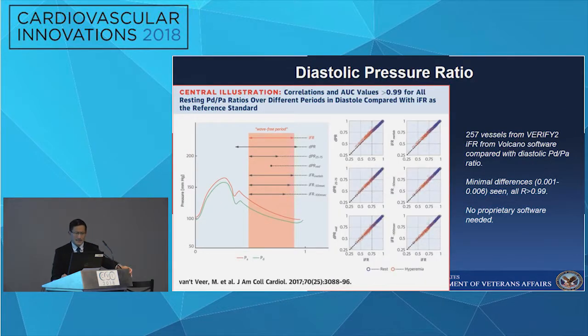So the latest thing that has been developed just last year by Vantveer is that they've identified that the wave-free period, demonstrated here by the IFR on the top, actually numerically can be estimated by almost anything in the diastolic period, the so-called diastolic pressure ratio.